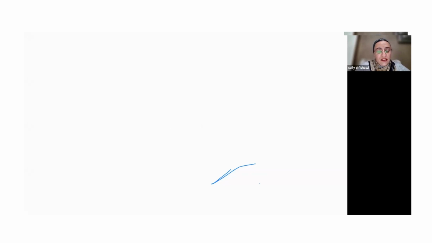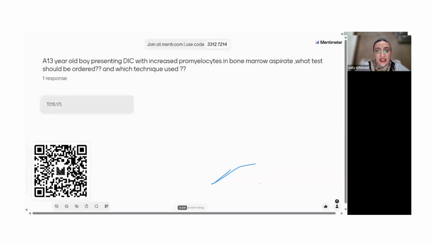I can read you the question. The boy is 13 years old. He presented with DIC, increased promyelocytes in the bone marrow aspirate. What do you think the test that should be ordered, and which technique?